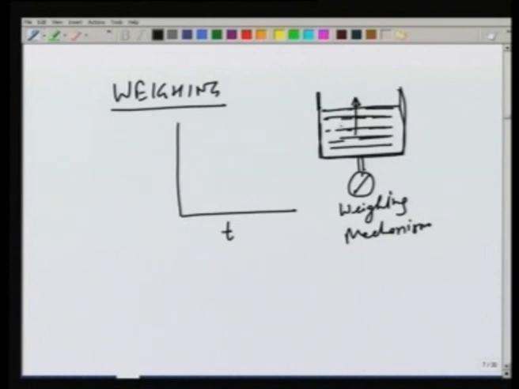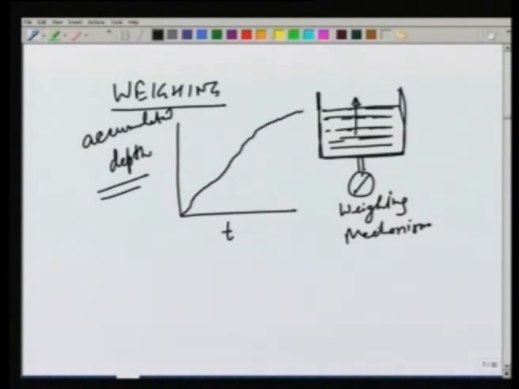We can convert or calibrate that weight to give us the depth of rain, and this will be accumulated depth. So, suppose we start at t equal to 0 with 0 depth, we will get a curve which will give us temporal variation of the accumulated depth. And looking at this curve, we can see where the intensity is high. For example, the slope is large, means the intensity of rainfall will be higher, and some portions the slope may be flatter. So, here the intensity of rainfall is lower. So, weighing type gives us a continuous record of accumulated depth with time.